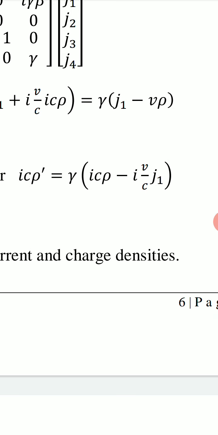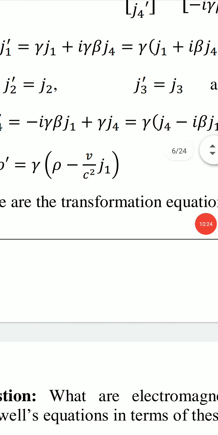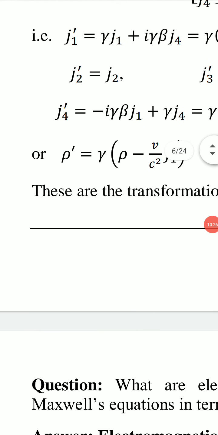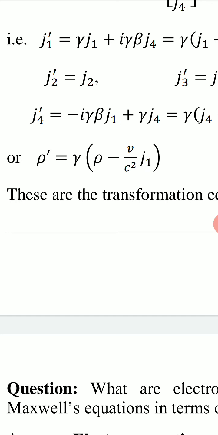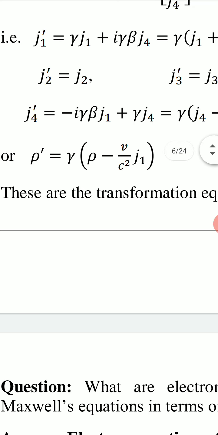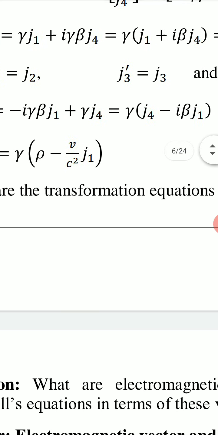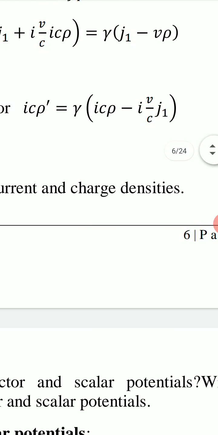icρ' equals γ(icρ minus iV upon c J1). Dividing by ic, we find the relation between ρ' and ρ. ρ' is given as equal to γ(ρ minus V upon c² J1). These are the transformation equations for current and charge densities.